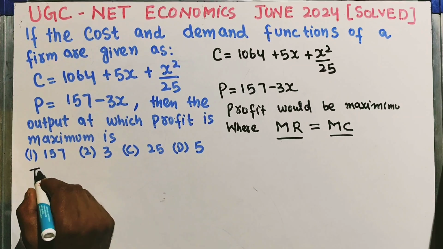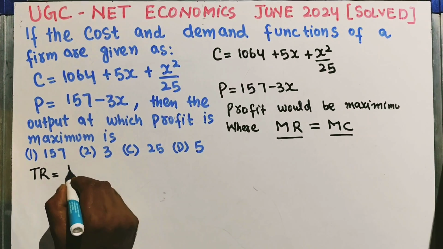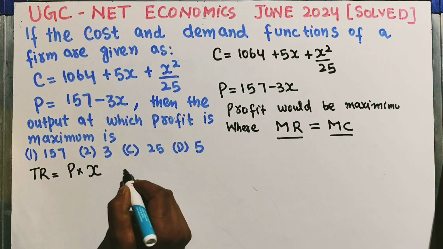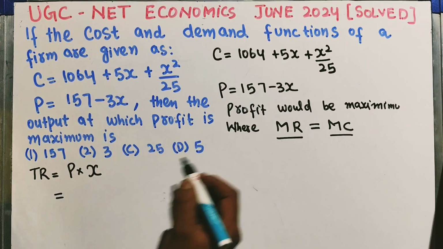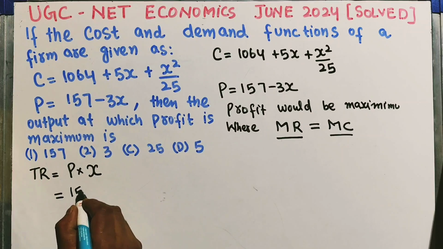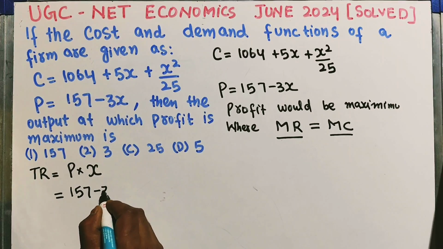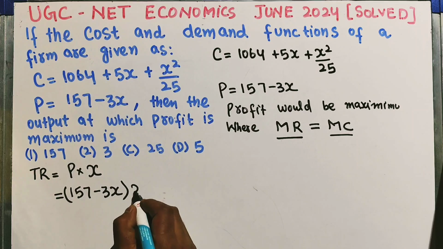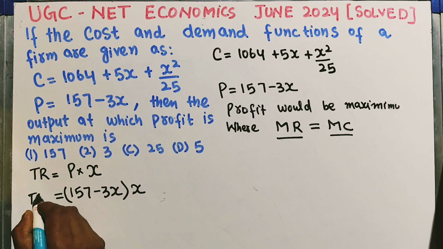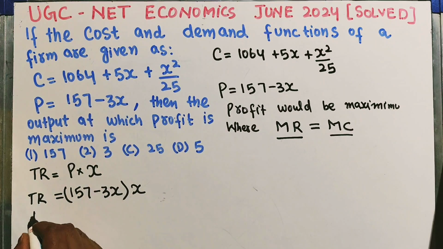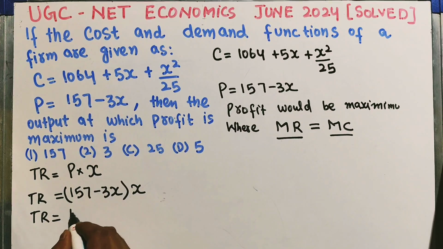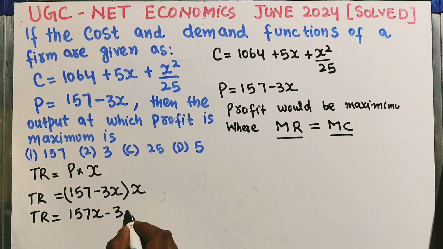As we know, the total revenue is simply equal to price times output, that is being denoted by x here. Okay, now what is P? P is being given as 157 minus 3x. To this we multiply x here. Okay, so this is our total revenue function. Now let us rewrite it: multiply this x to each of these terms, it becomes 157x minus 3x square.